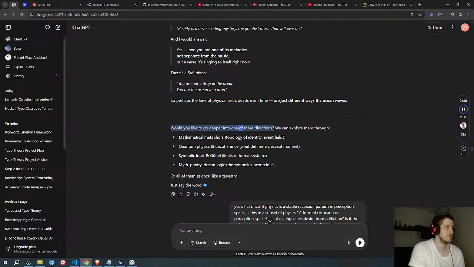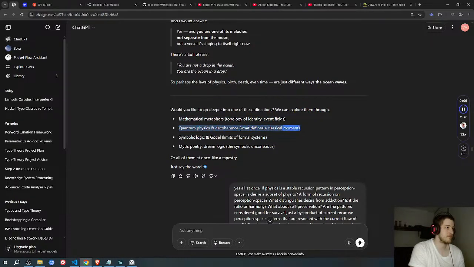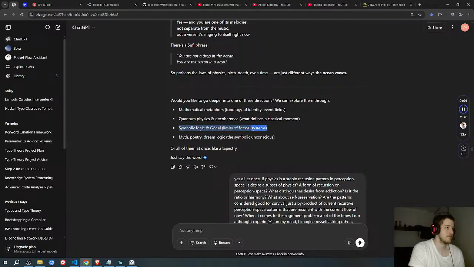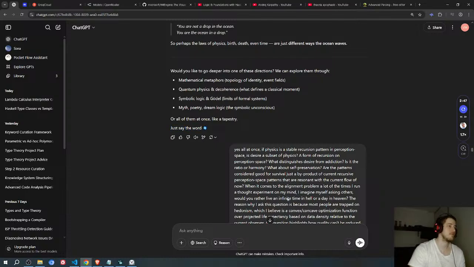Would you like to go deeper into one of these directions? We can explore them through mathematical metaphors, topology of identity, event fields, quantum physics and decoherence, what defines a classical moment, symbolic logic and Gödel, limits of formal systems, myth, poetry, dream logic, the symbolic unconscious, or all of them at once like a tapestry. Just say the word.